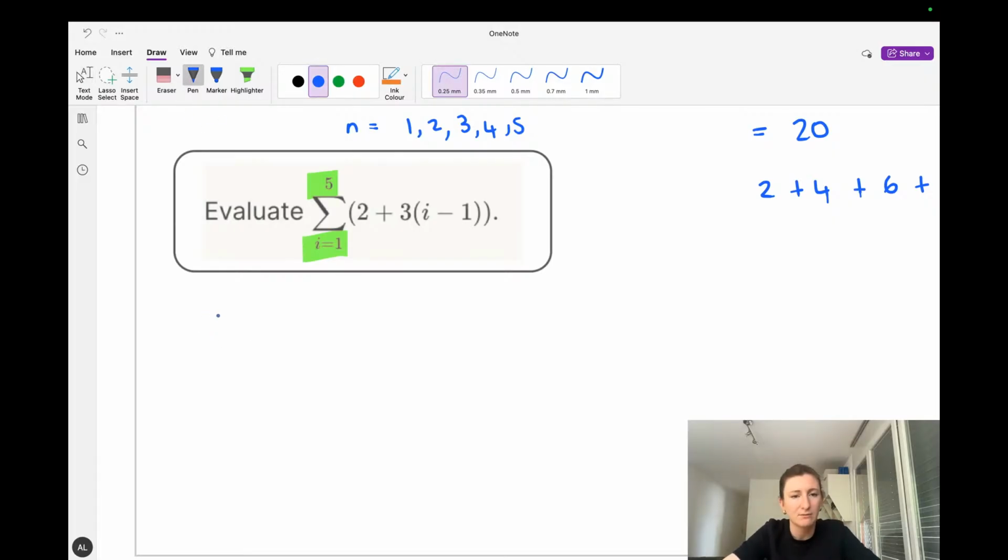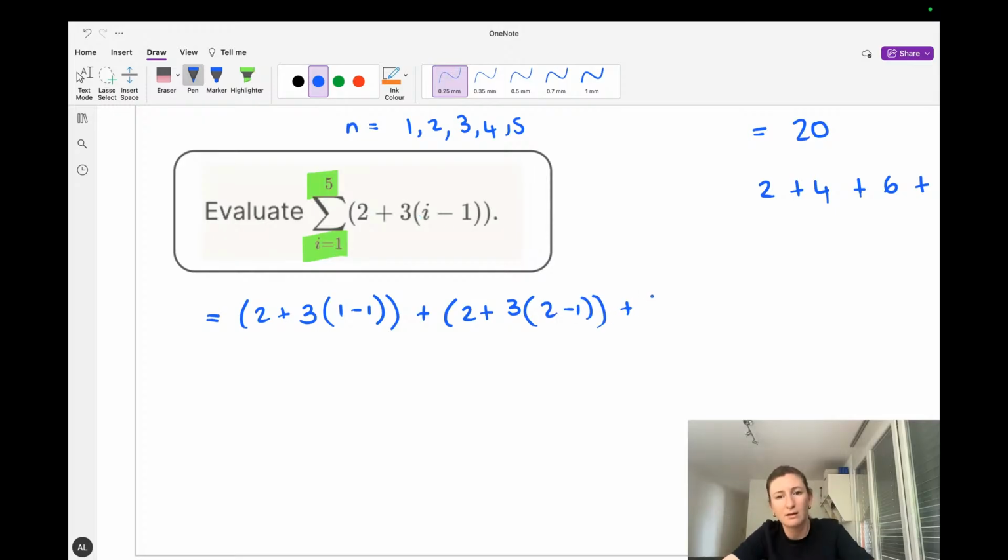Let's start. So we have 2 plus 3, with i starting at 1, so 1 minus 1. And we're summing it, that means adding them. And let's go again: 2 plus 3, our i is now 2, so 2 minus 1. Then we keep going: 3 minus 1, plus, 4 minus 1, plus.